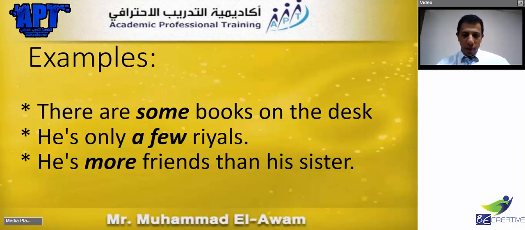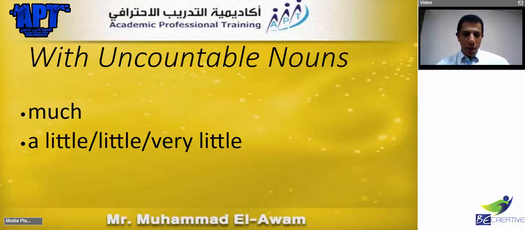Now let's check the next one. With uncountable nouns, we use much, little, a little, or very little. So we have quantifiers for countable nouns, like some and many, and we have quantifiers with non-countable nouns, like much, little, a little, and very little. So how do we use them?